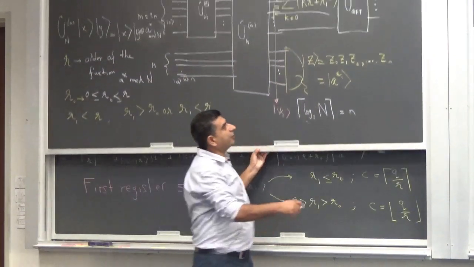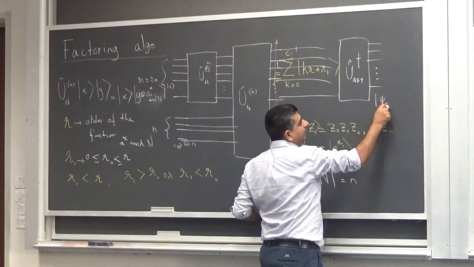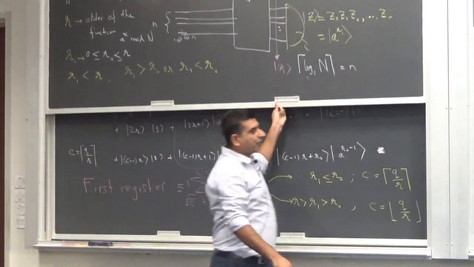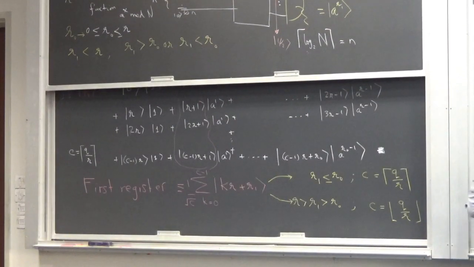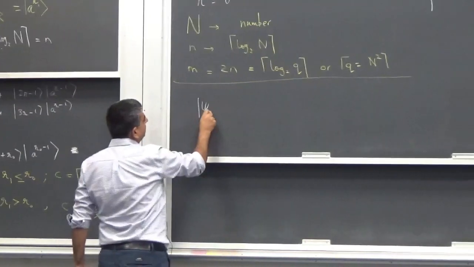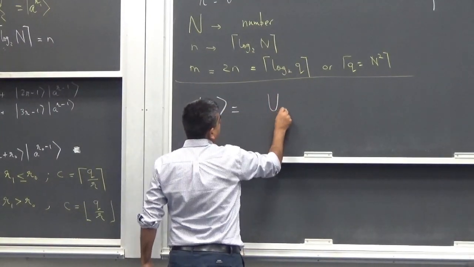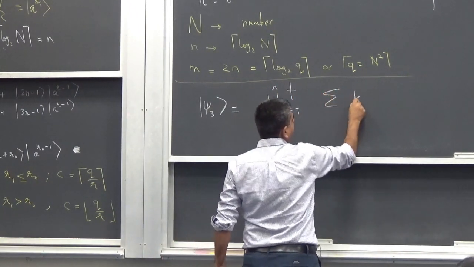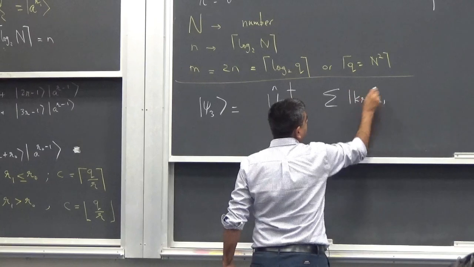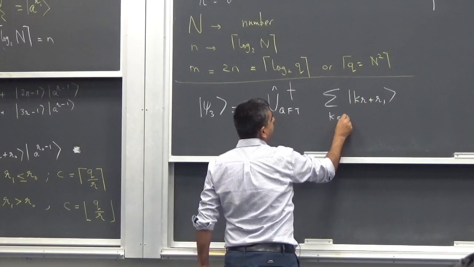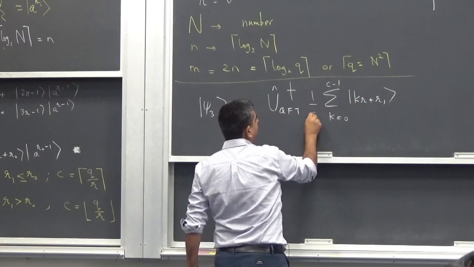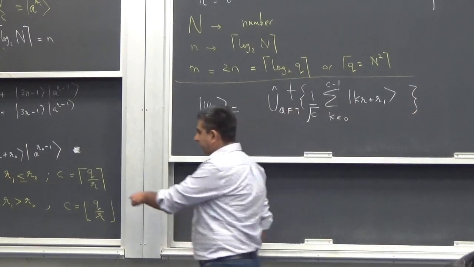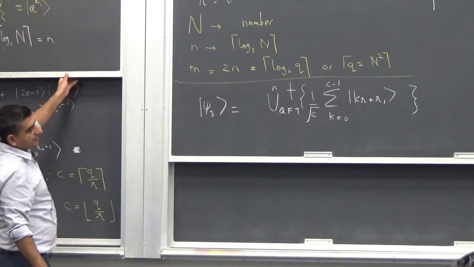So let's call the state over here psi 3, and I'm just looking at the first register now. What I need to compute is the inverse quantum Fourier transform of the sum over k from 0 to C minus 1 of |kr + r1>, of course with some normalization factor, and C has been defined over here.